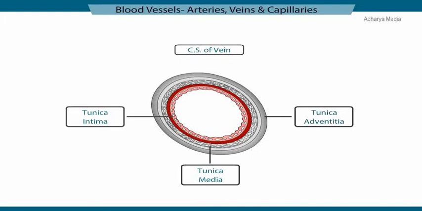Tunica media is the poorly developed middle layer of the vein. Compared to tunica intima, it has less smooth muscle and less elastic connective tissue. Tunica adventitia is the thinnest and outermost part of the three layers. It has poorly developed connective tissue and elastic fibers. Lumen is a central channel in which the blood transportation takes place.